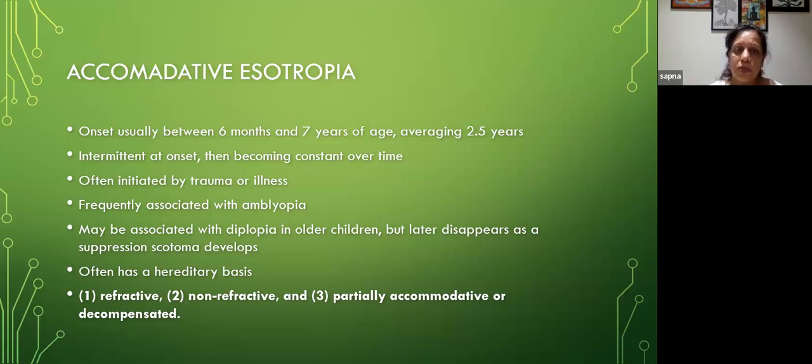They can again be associated with amblyopia. Occasionally there may be complaints of diplopia, but slowly that also goes off because of the development of a suppression scotoma. There may be a hereditary basis, because hypermetropia can run in families. Accommodative esotropia can be refractive, non-refractive, and partially accommodative.